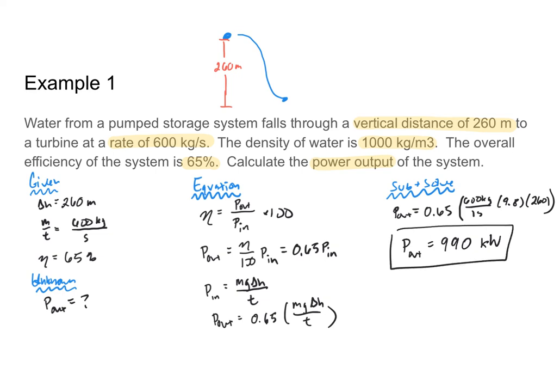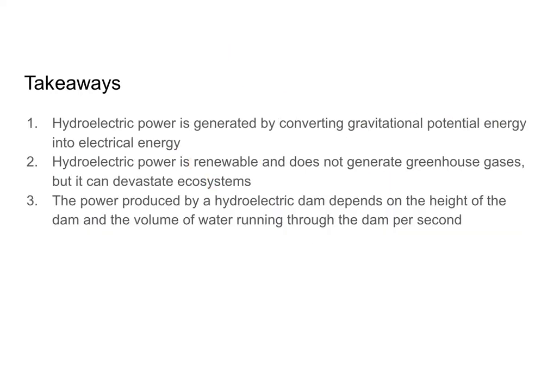And there you have it, guys. That is how I solve hydroelectric power problems. So let's talk takeaways. First of all, hydroelectric power is generated by converting gravitational potential energy into electrical energy. Hydroelectric power is renewable and does not generate greenhouse gases, but it can devastate ecosystems. And finally, the power produced by hydroelectric dams depends on the height of the dam and the volume of water running through the dam per second.